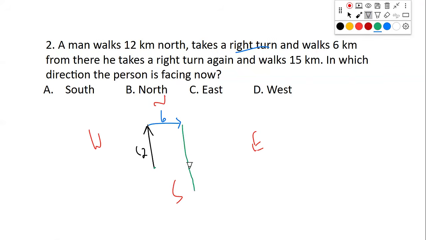So up to here it is 12. Say another little extra. And which direction is he facing now? Okay, obviously he's facing which direction? South direction.